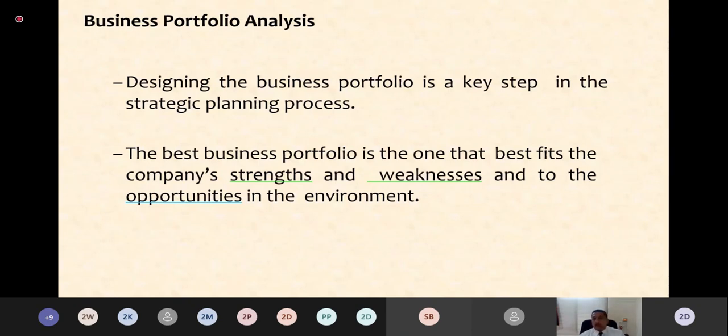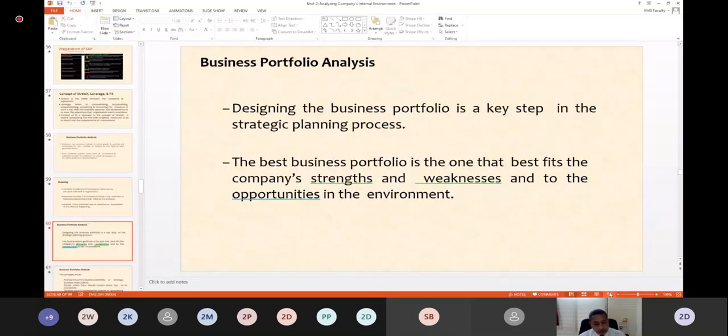So if your business portfolio analysis is doing this, then we can say that this business portfolio analysis is done well, or it is best fitting the company's environment. So this is a brief background about this business portfolio analysis.